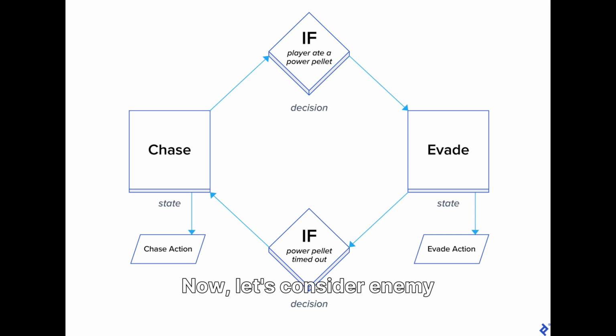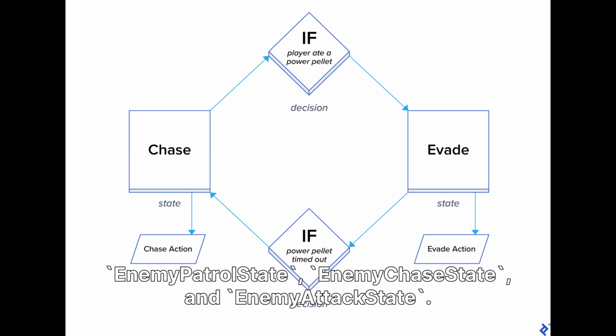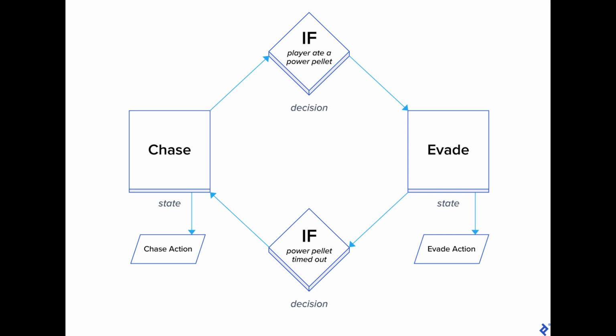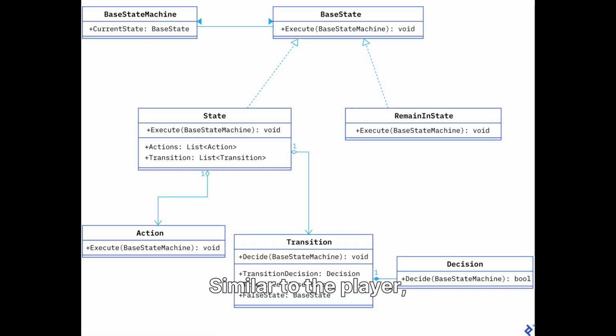Now, let's consider enemy states. Enemies often have more complex behaviors, such as EnemyPatrolState, EnemyChaseState, and EnemyAttackState. Managing these distinct behaviors with a state machine provides a clear and organized way to define enemy AI. Similar to the player, we'll create an EnemyController script and attach it to our enemy game object, managing its own state machine. This allows each enemy to independently manage its behavior, leading to more dynamic and believable AI.